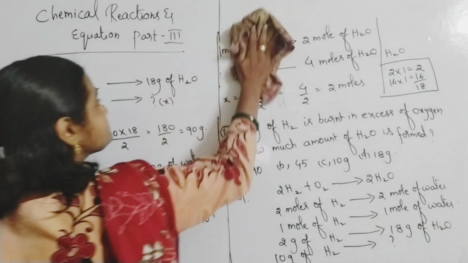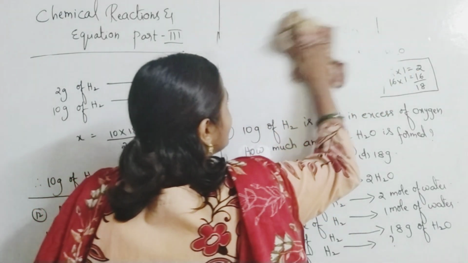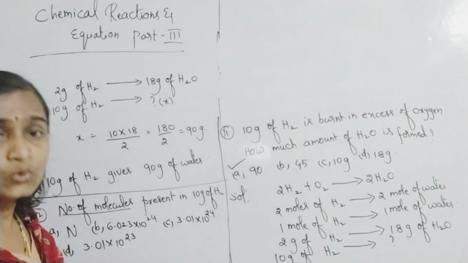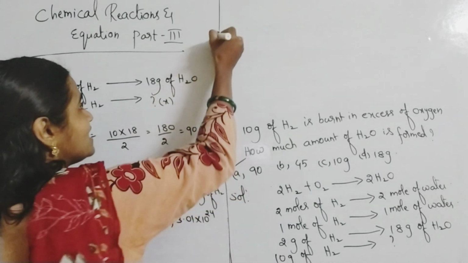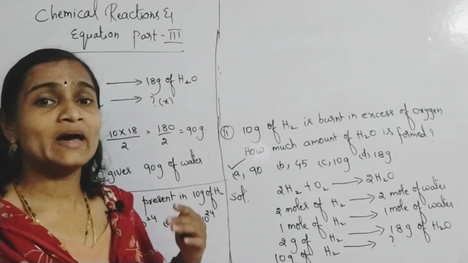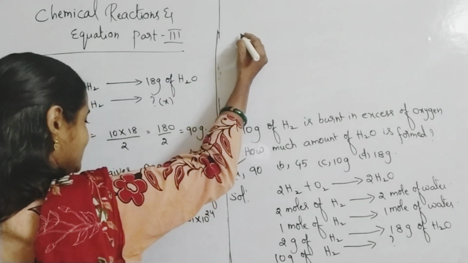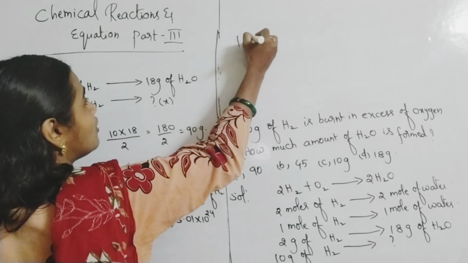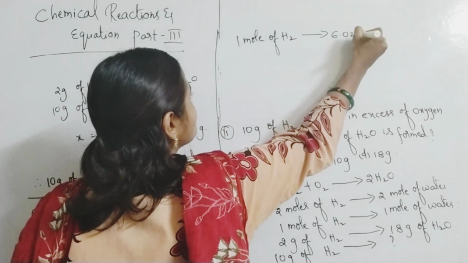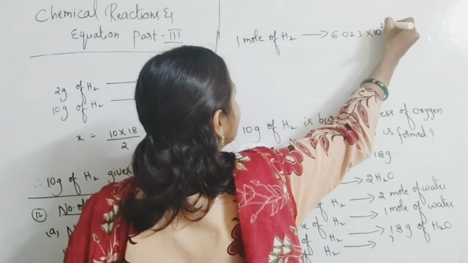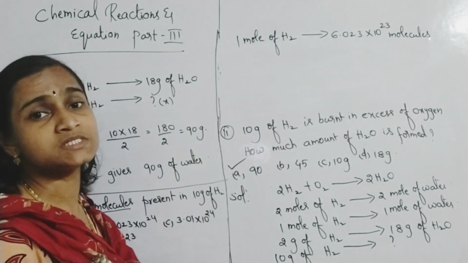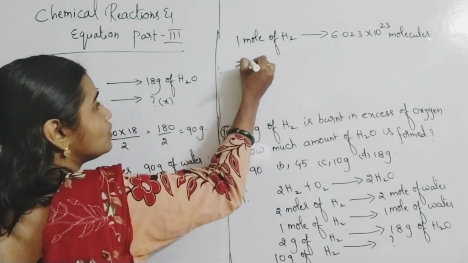You just check. H2 means how many grams? Gram molecular weight is 2 grams. 2 grams means 1 mole. 1 mole of any substance has how many particles? Avogadro number of particles. Please understand the point carefully here. 1 mole of H2 has 6.023 into 10 to the power of 23 molecules. 1 mole of H2 means 2 grams.